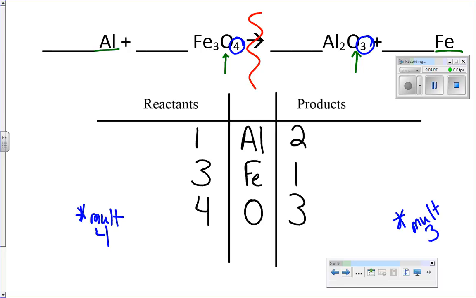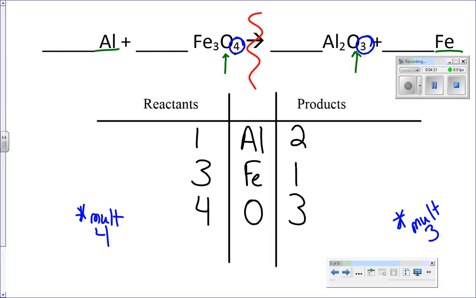You may have talked about least common multiples in math. Hopefully you did. The least common multiple of 4 and 3 is 12. Spoiler alert, we're likely to end up with 12 oxygens, or maybe 24 or 36, but most likely just 12. So in order to make this pretty easy, I'm going to say, hey, what do I have to do to get 12 oxygens on each side of this equation?